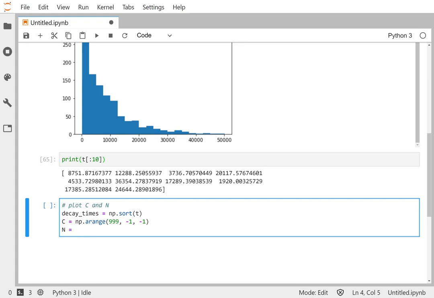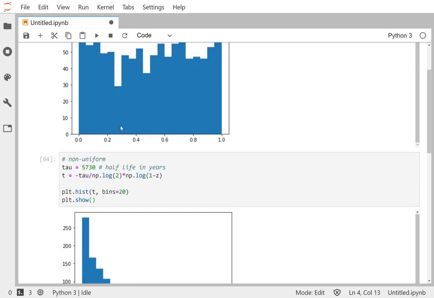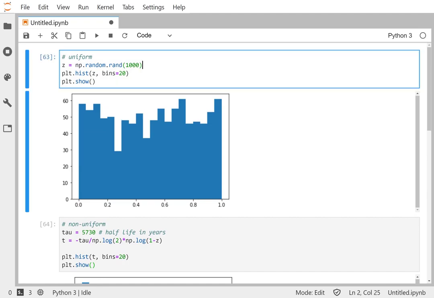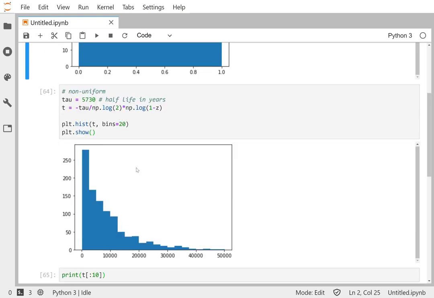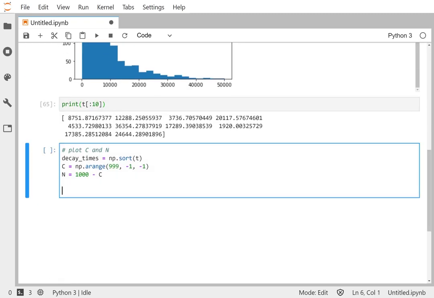And then the amount of nitrogen is simply going to be 1,000 minus the amount of carbon. So this 1,000 here is based on me having, way back at the beginning, 1,000 points, or 1,000 carbon atoms. If I had 10,000, I'd want to change these to 10,000. So that's the end of the calculation. All the hard work was in calculating T.